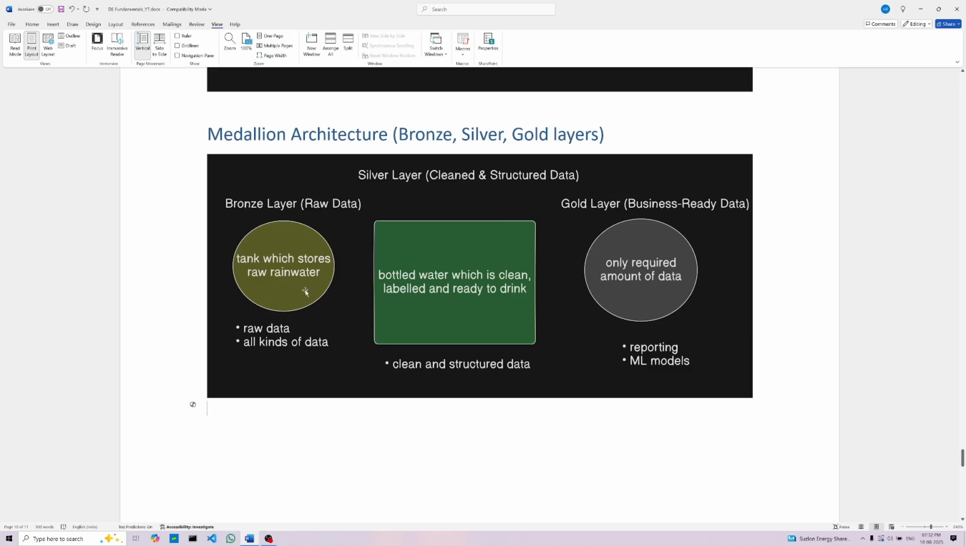So in the data engineering analogy, bronze layer will store raw data, that means all kinds of data, silver layer will store clean and structured data, okay, and the final layer will be gold layer, where we will store only the required amount of data, which will be used for dashboards, reports and machine learning models.